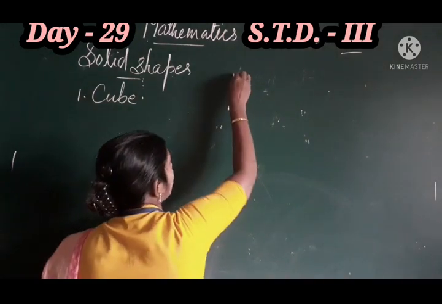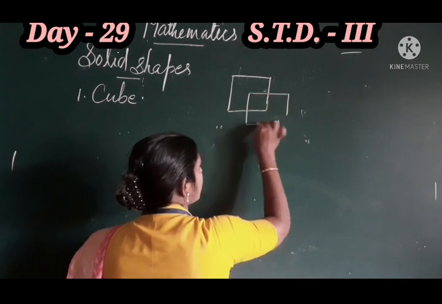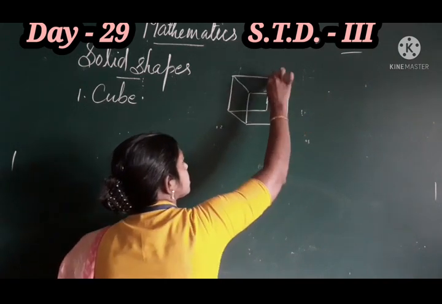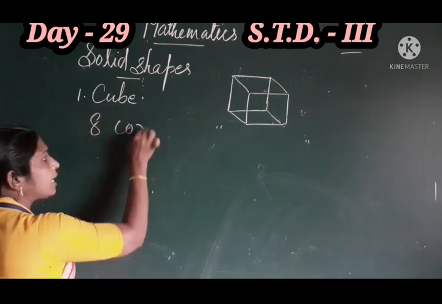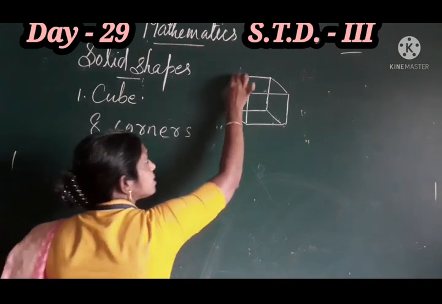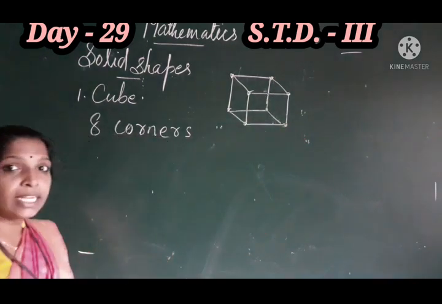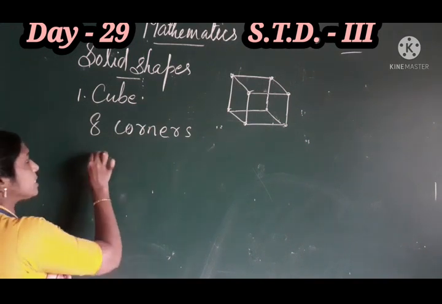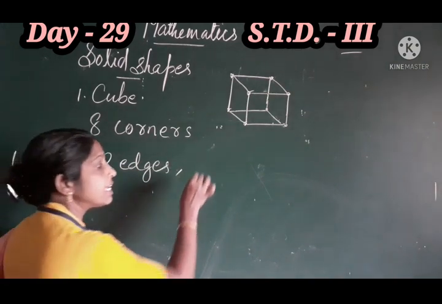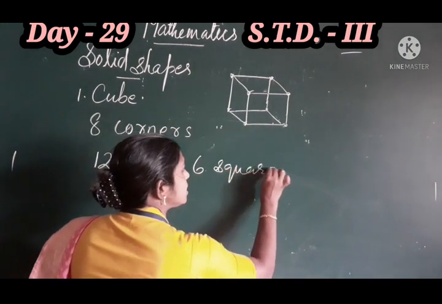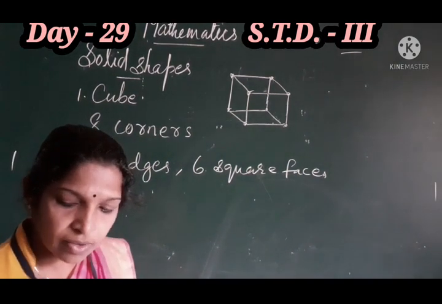Have you drawn the cube? Draw a square, then draw another square, then join the corners. What does a cube have? Corners, as shown in our last class: 8 corners, 12 edges and 6 square faces.